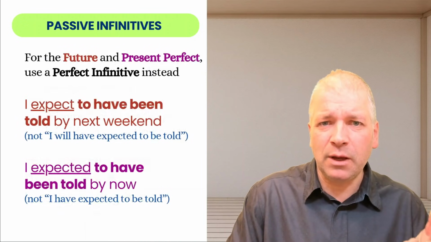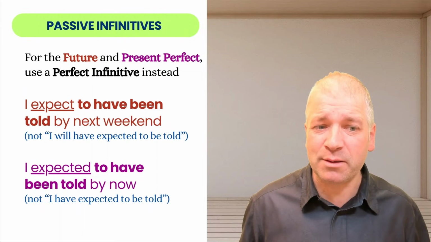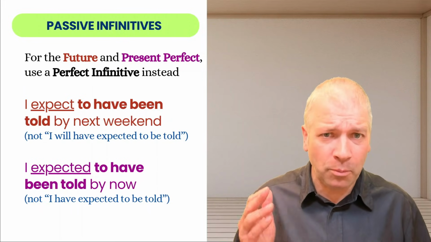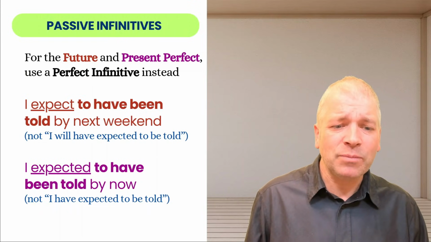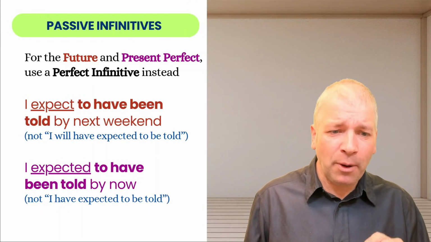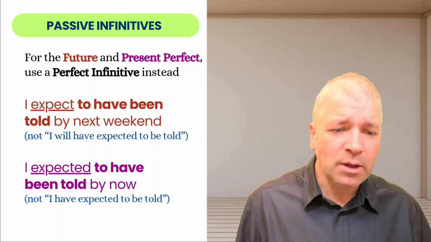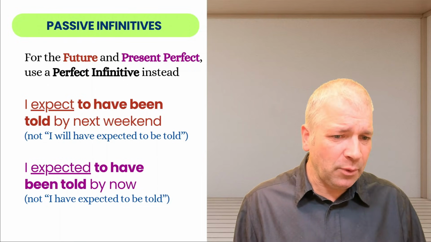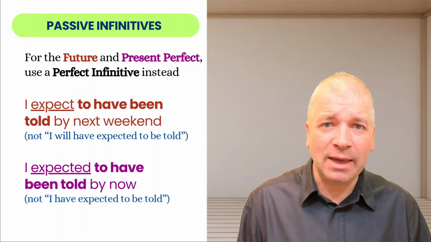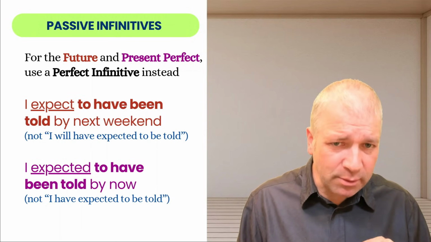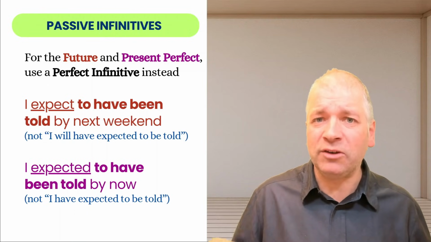Now there's something that breaks this pattern of using the first verb for the tense, and that is if you want to use the future or present perfect. If you want to use the future or present perfect, then use what's called a perfect infinitive instead with the passive form. So look at the first example here. "I expect to have been told by next weekend." This is what we say rather than saying, "I will have expected to be told."